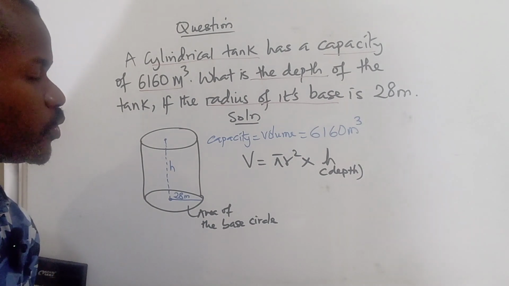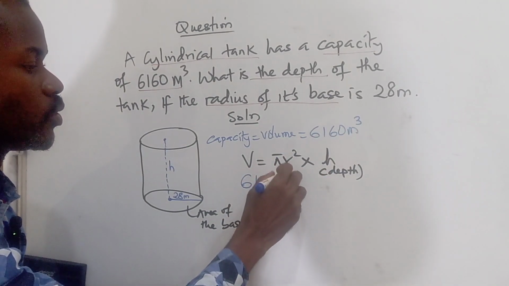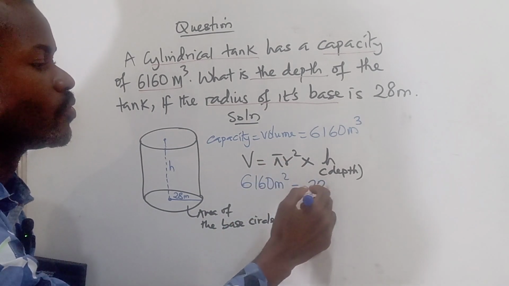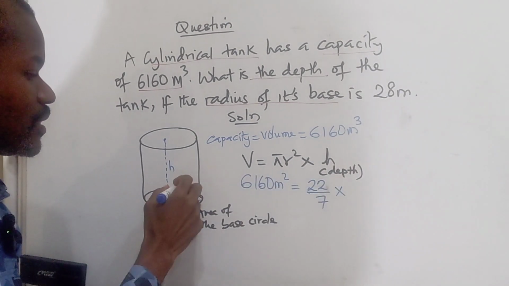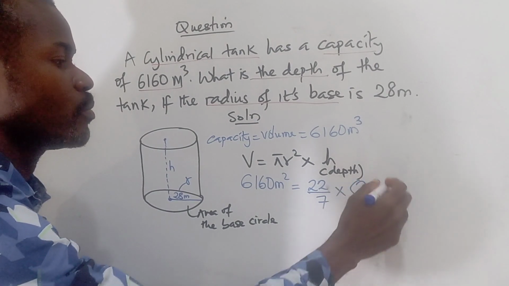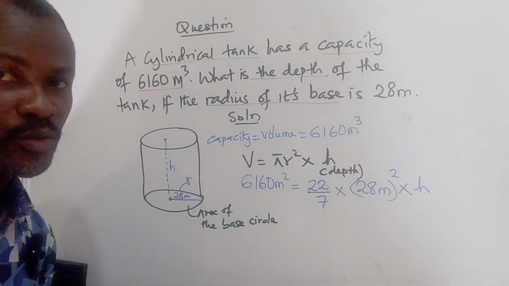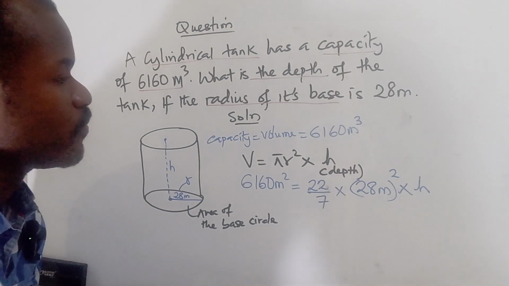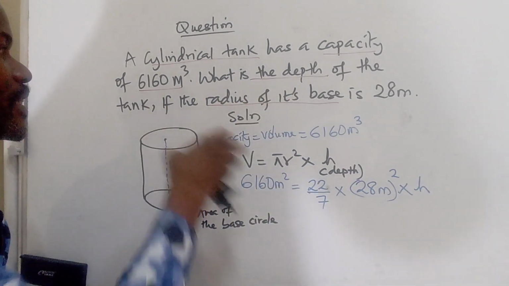Remember our volume is 6,160 meter cube, which is equal to pi, which is always 22 over 7, times our radius r, which is given as 28 meter, but it says square, so we put square, times h, which is our depth. We are looking for h, which is our depth. Having written all this, we can now simplify the problem to find the depth of the water tank.